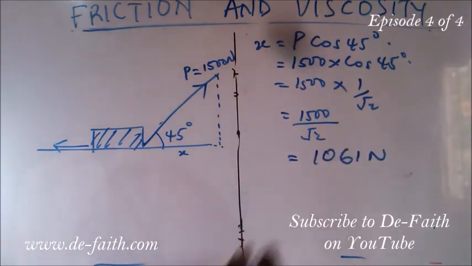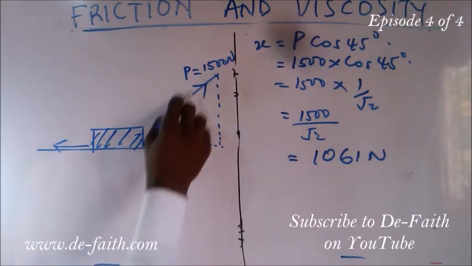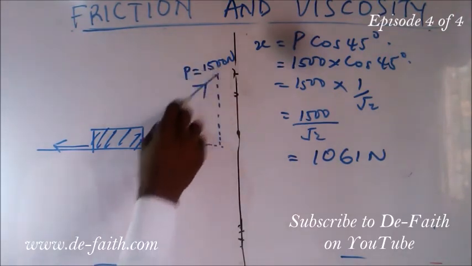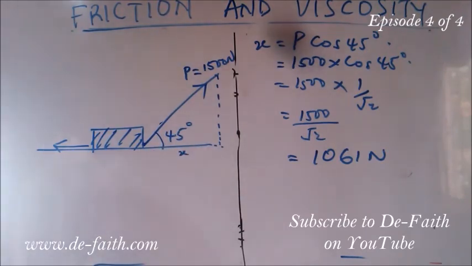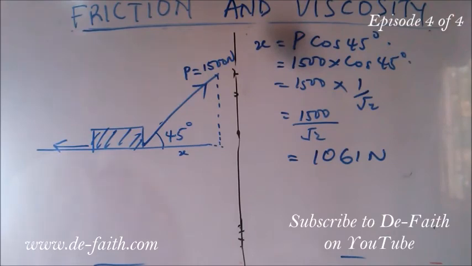So we have 1061 Newton as this x, that is this 1500 resolved in the horizontal direction, and that is the opposite to the frictional force. So we'll have this as our final answer.